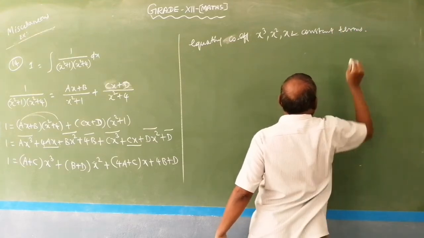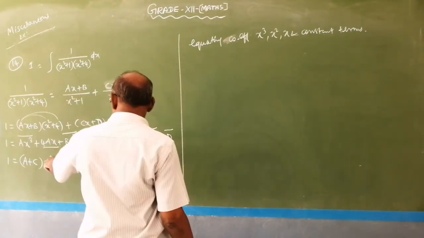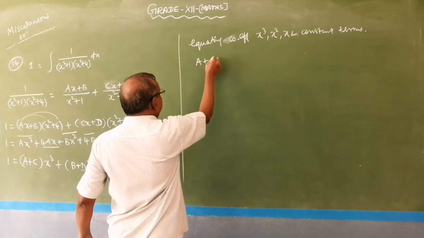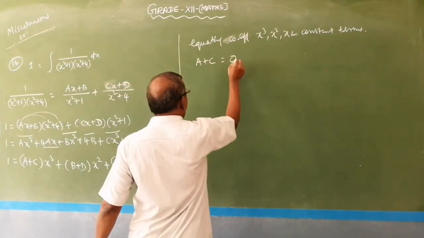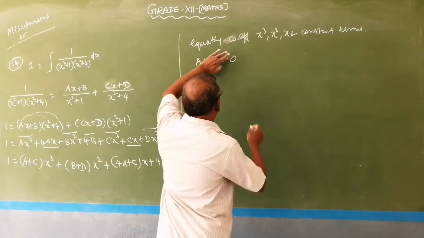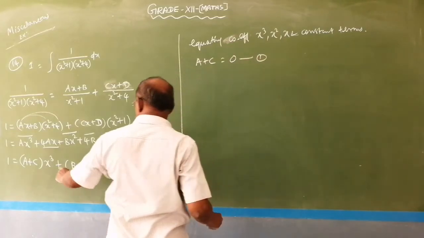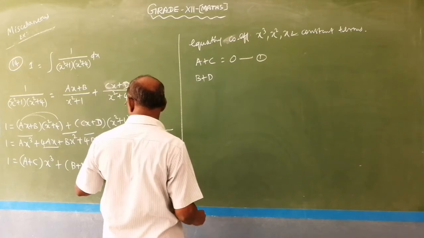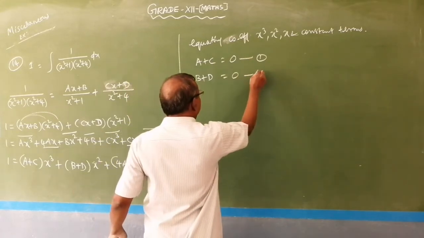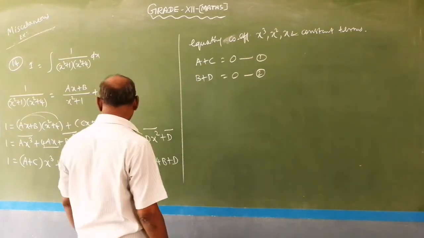terms. We have here a plus c is the coefficient of x cube, but in the LHS there is no x cube term, so it is 0. So, take this as first equation, and in the RHS b plus d is the coefficient of x square. In the LHS it is also 0. Say take this as second equation.